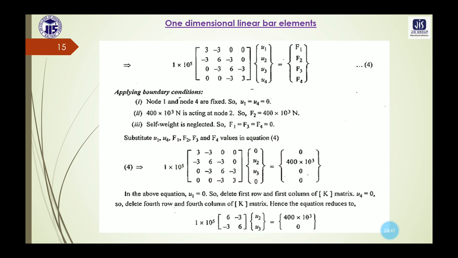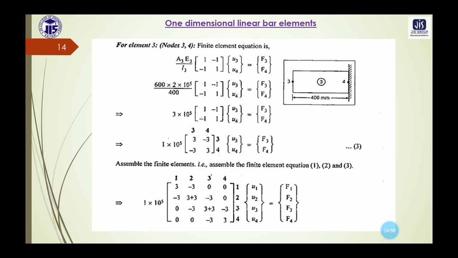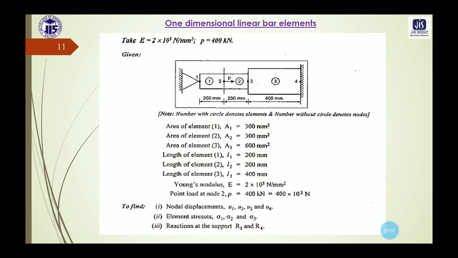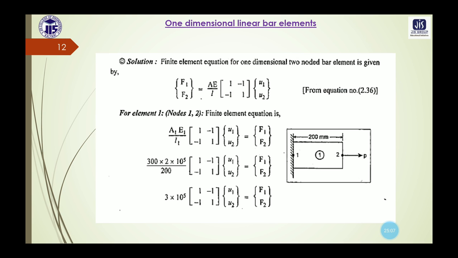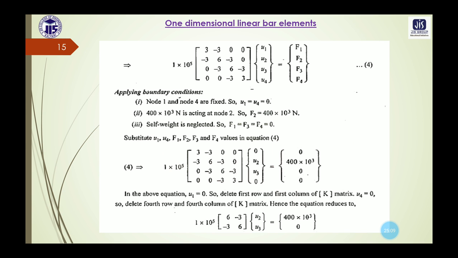Now we need to apply the boundary conditions to find the value of the nodal displacements as well as the value of the force vectors. From the diagram itself we can identify node 1 and node 4. These are fixed. If we check this diagram here, you can see that node 1 and node 4 are actually fixed. So that means U1 and U4 are equal to 0.